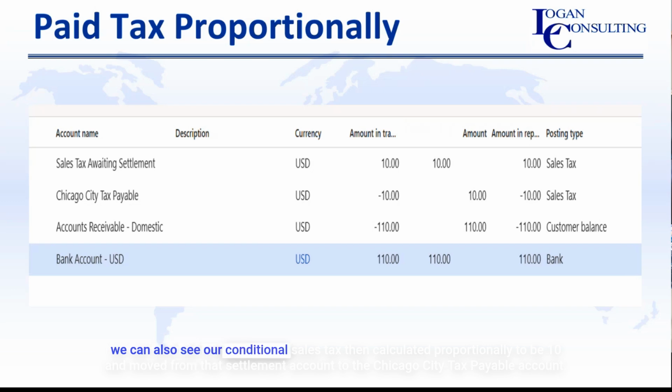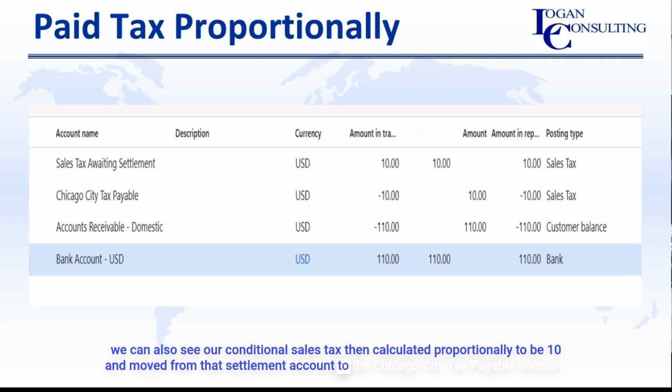We can also see our conditional sales tax then calculated proportionally to be 10 and moved from that settlement account to the Chicago City Tax Payable account.